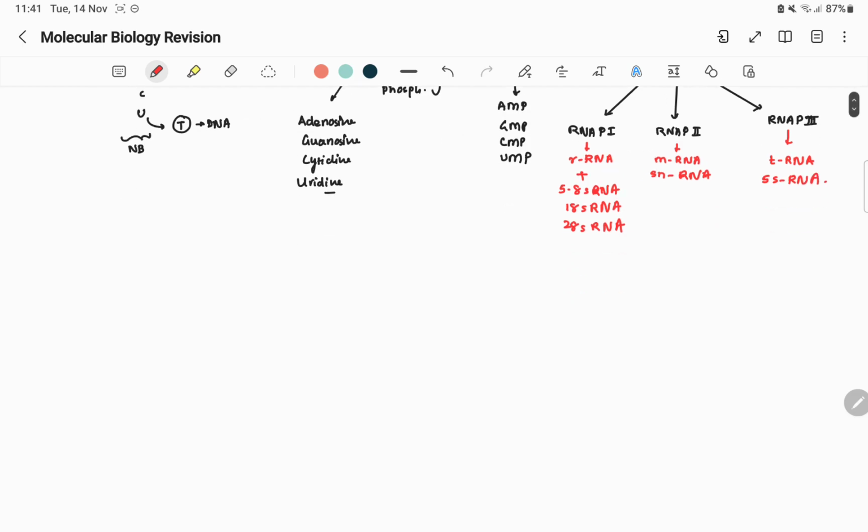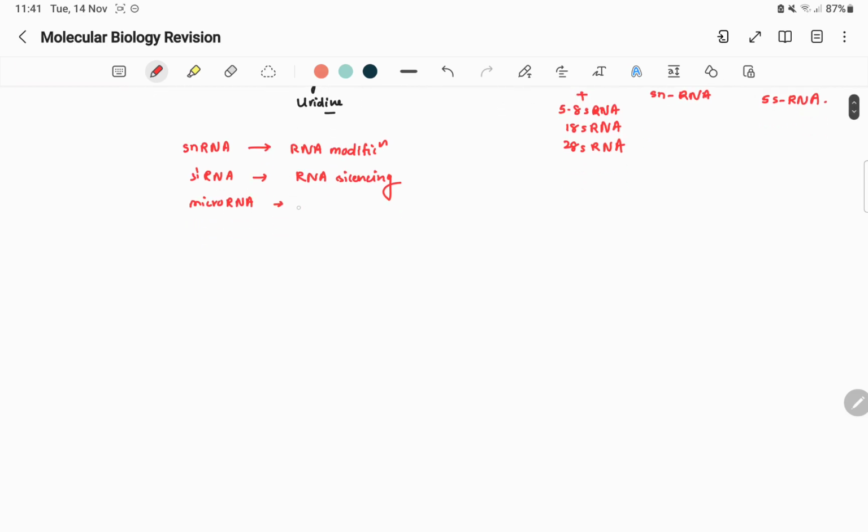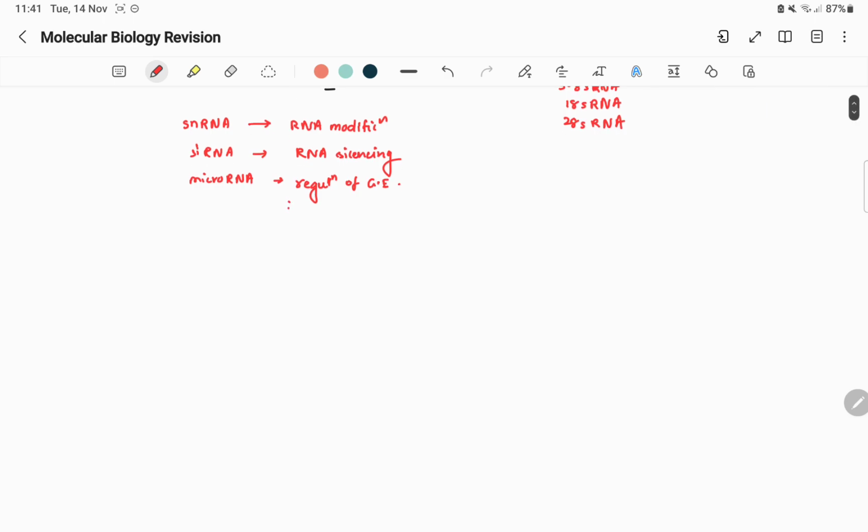Some other RNAs are there like snRNA. snRNA is useful in your RNA modification, and your siRNA is useful in RNA silencing. Then microRNA is for the regulation of gene expression. You will see it later, regulation of gene expression. And many other RNAs are there. I'm not going into details.